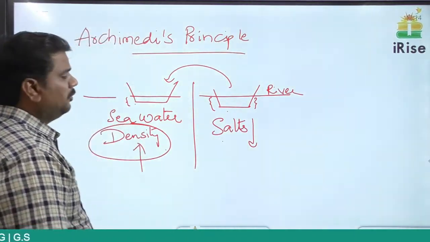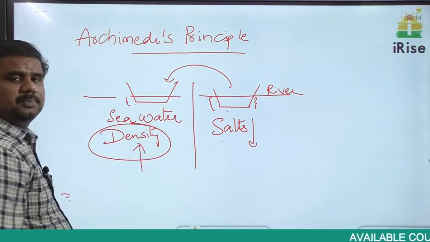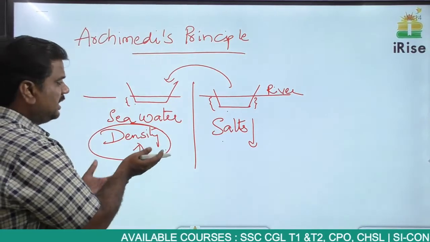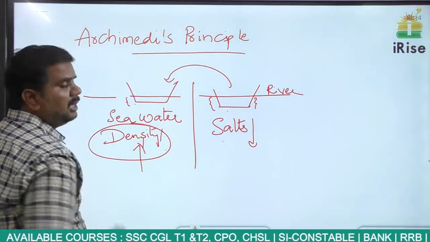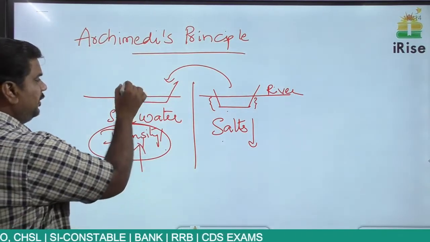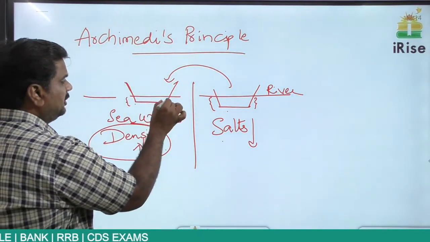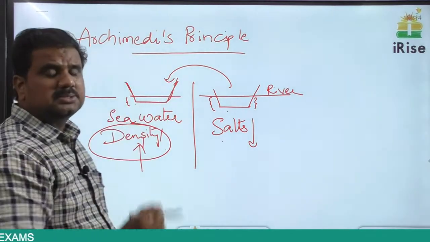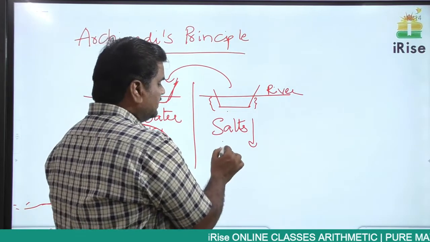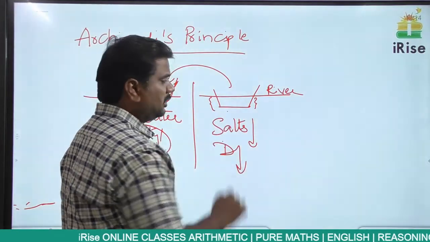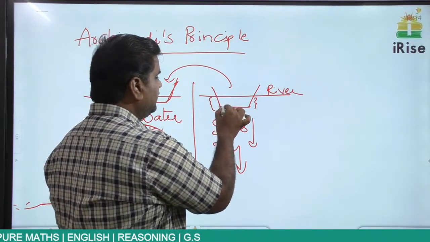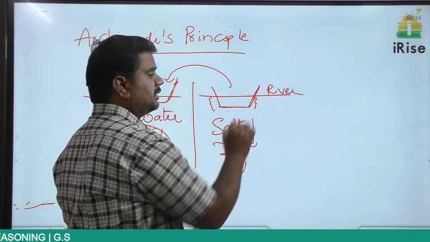Now, whenever a boat is entering from river to sea, since the sea water density is high, it tries to push the object in the upward direction. As a result, the boat will be at this position, submerged to a much smaller extent. Whereas in the case of river water, since the density of river water is less, the object will be submerged to a much larger extent.